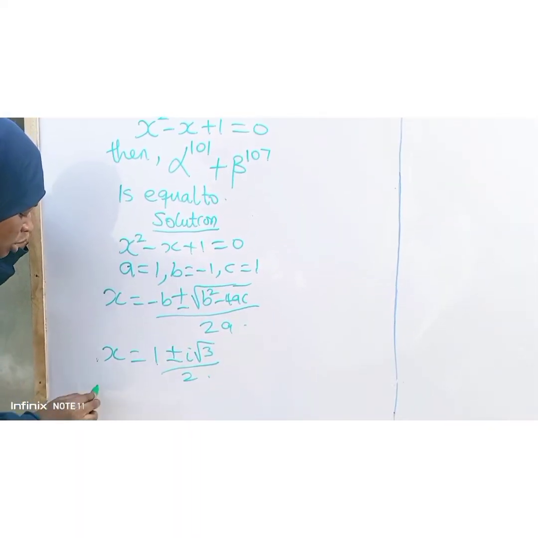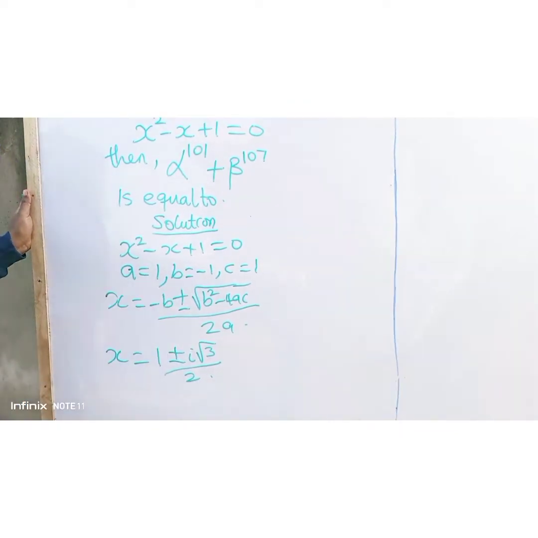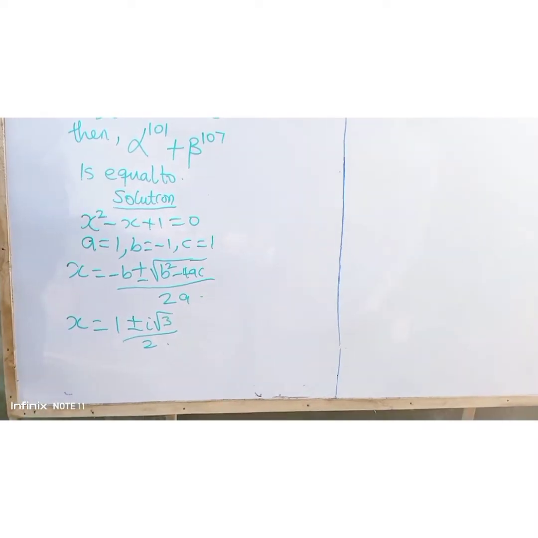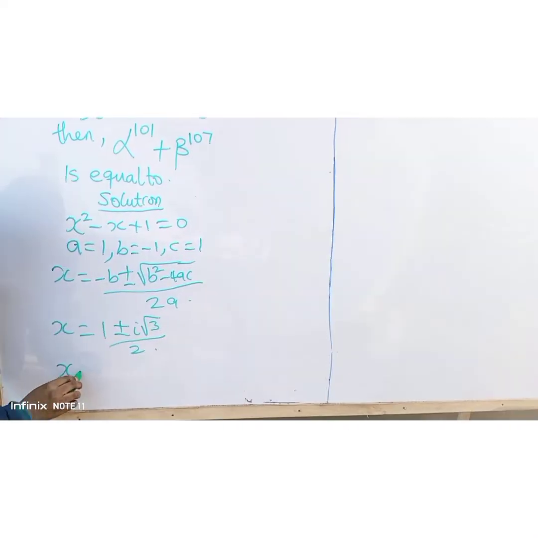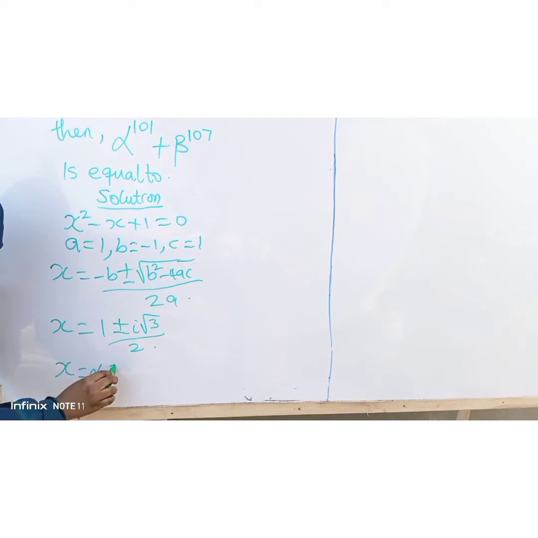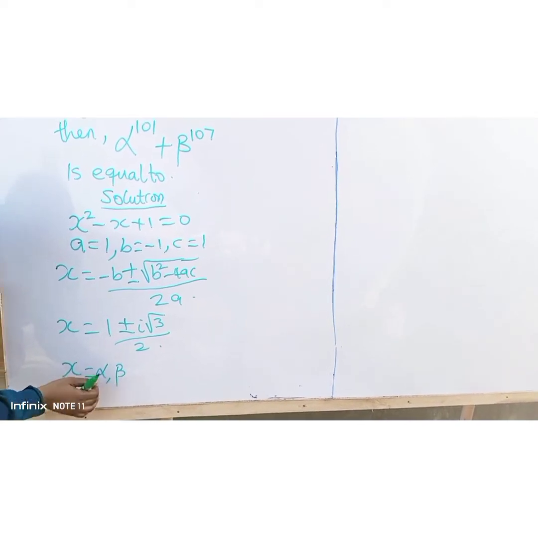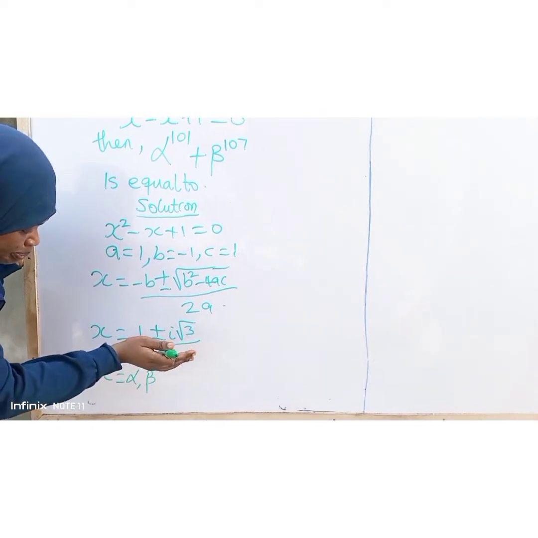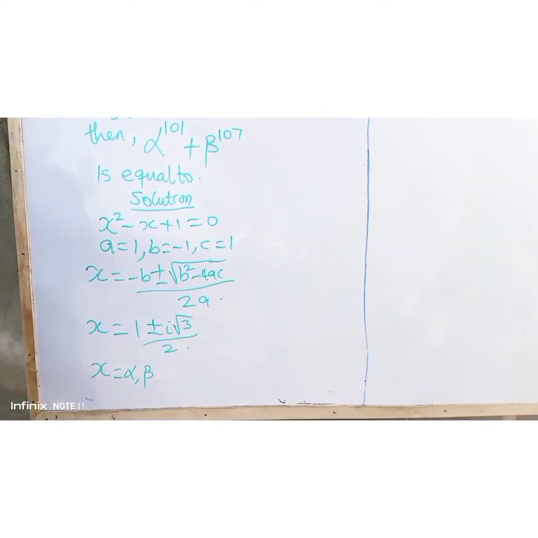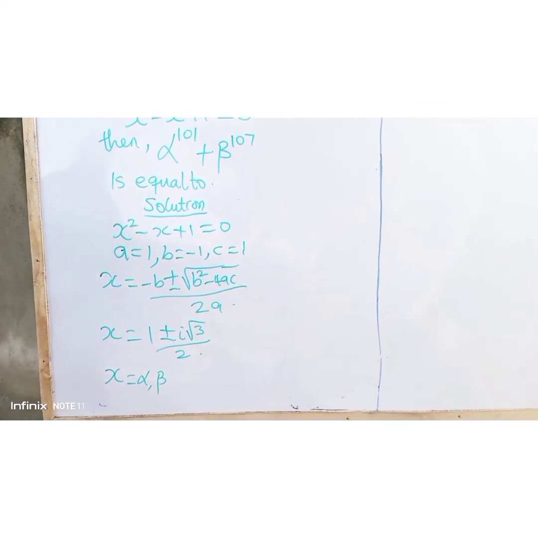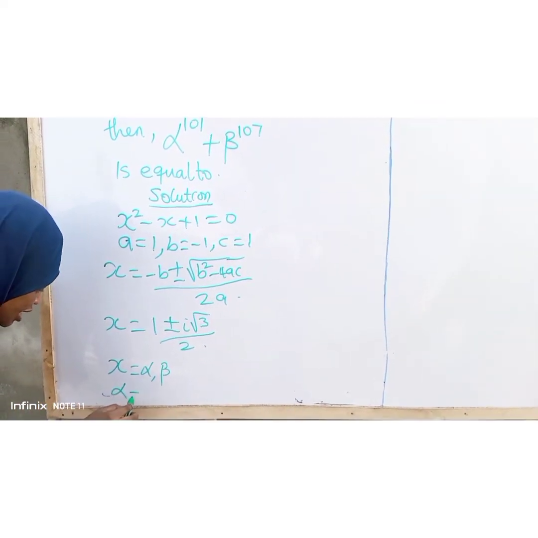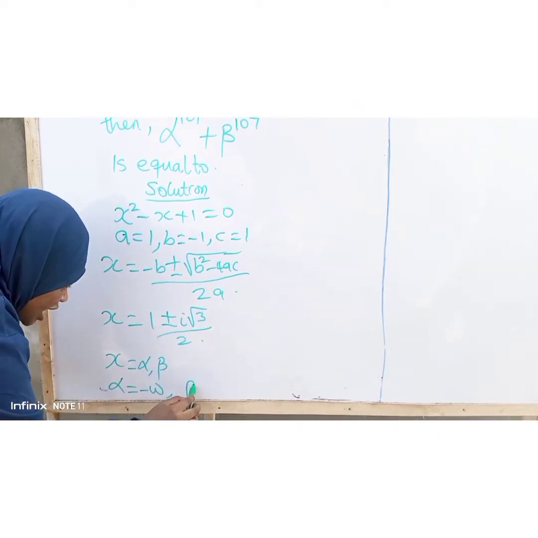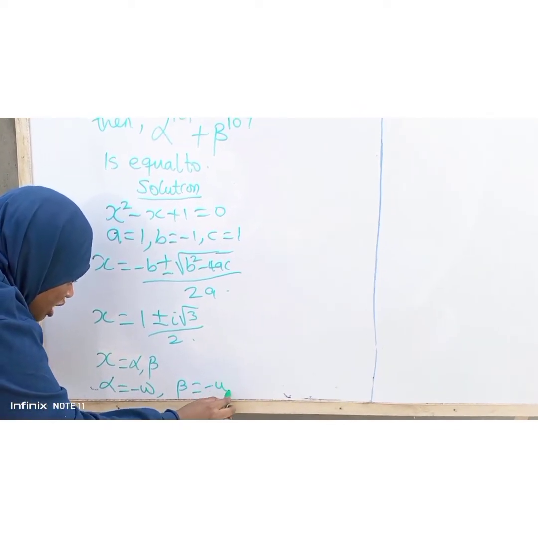If you substitute, you get 1 plus or minus i square root of 3, divided by 2. If you look at this one, it resembles the cube root of unity. So x is equal to alpha or beta. Since it looks like the cube roots of unity, we can now say that alpha is equal to minus omega and beta is equal to minus omega squared.